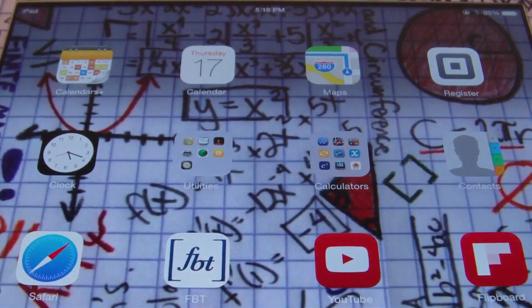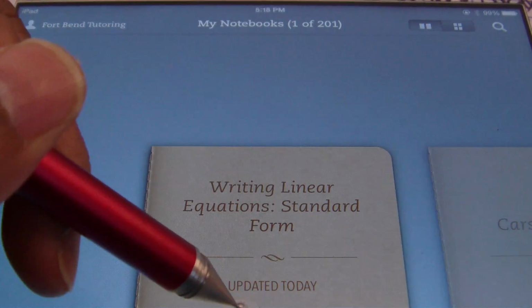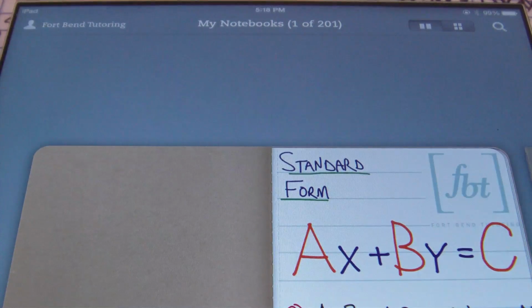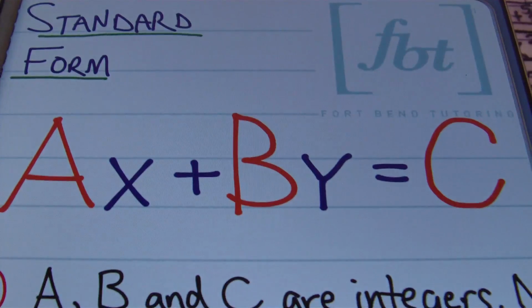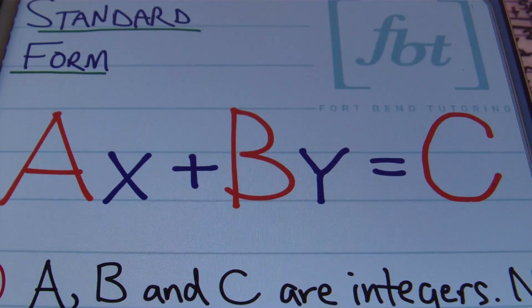Hello, ladies and gentlemen. This is Mr. Whit with Fort Bend Tutoring, and today's tutorial is going to be about writing linear equations in standard form. That's right, standard form of a linear equation. So here we have standard form. It's ax plus by equals c.